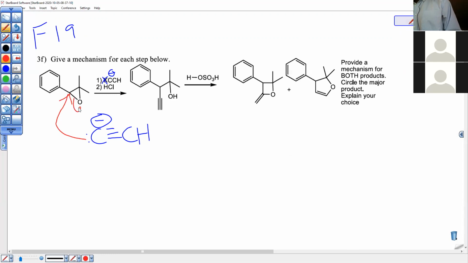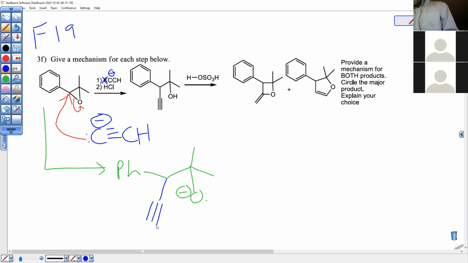attack and make O minus. You can't combine these steps because they're numbered. And we have a phenyl attached to a C that's got a dimethyl next door and an O minus. And now we've got an acetylide species there. And HCl will get us up here. And there you have it.